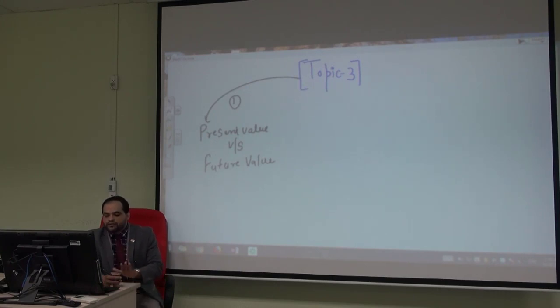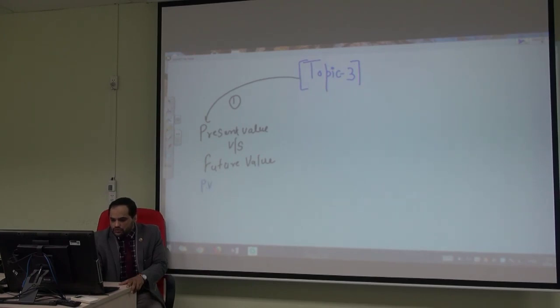Future value means the value of an investment in the future. Let's say you are investing $5,000 right now at a 10% rate of interest for the next 5 years. After 5 years, whatever the value of that money you are investing now will be, that is called the future value.